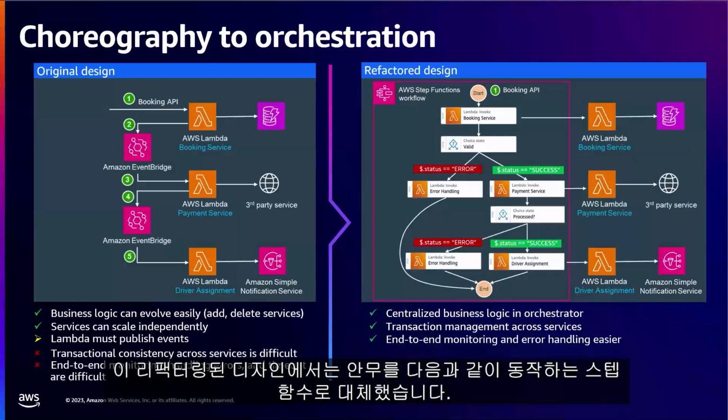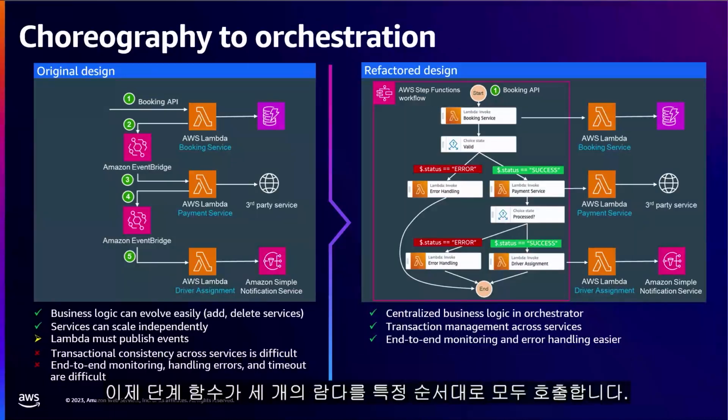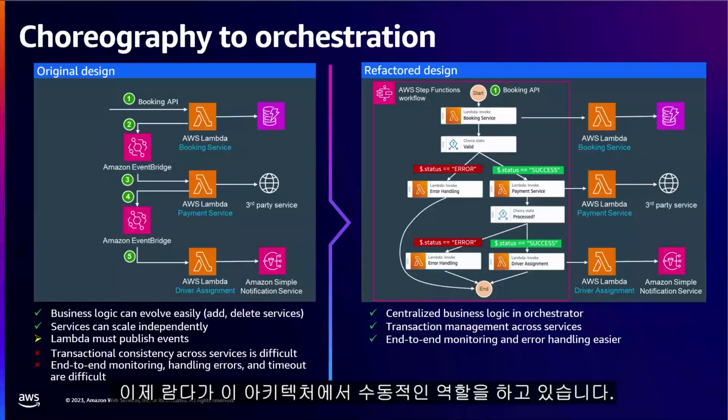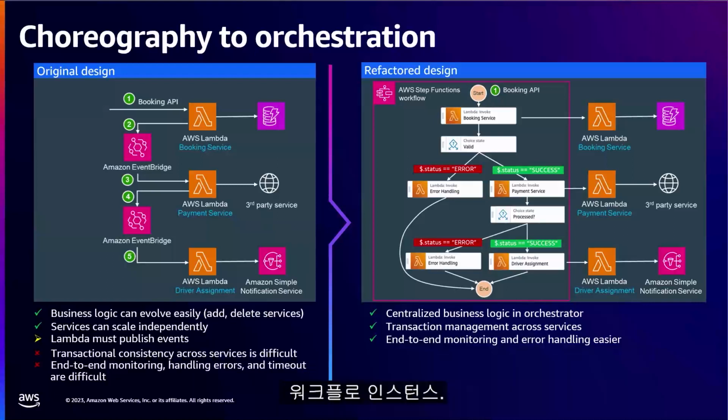In this refactored design, we replaced the choreography with a step function that acts as an orchestrator. The step function is now going to invoke all the 3 Lambdas in a specific order. So now your Lambdas are playing a passive role in this architecture, and you have complete visibility of your workflow. You can track the status of each workflow instance.